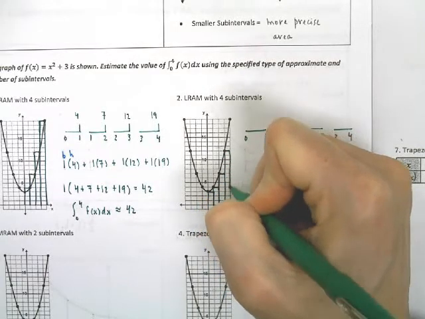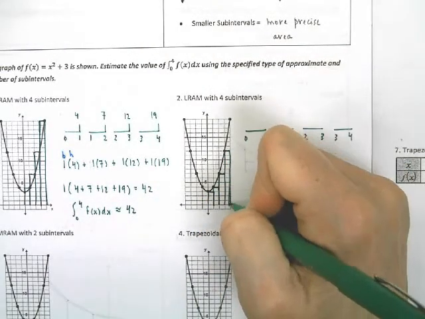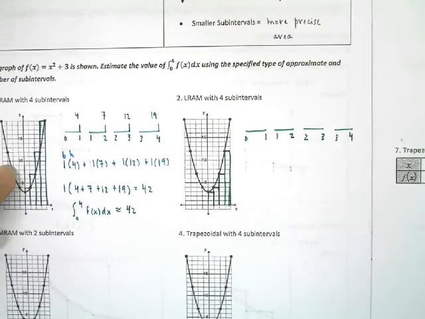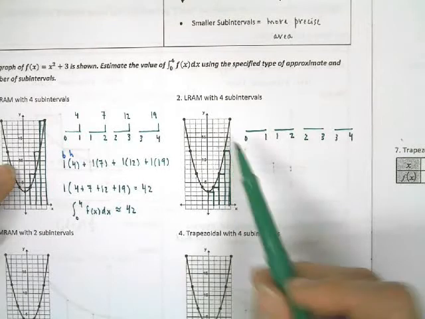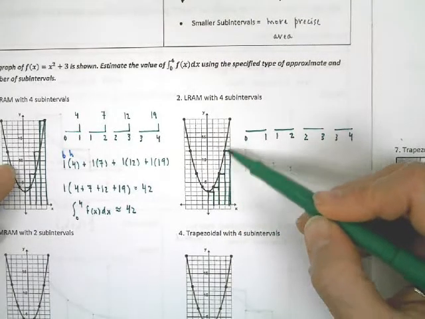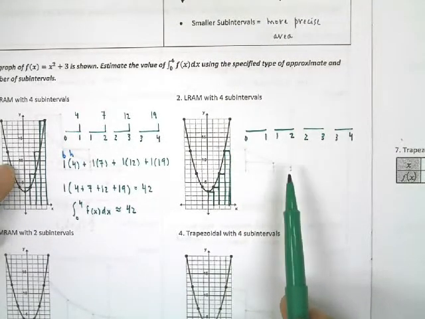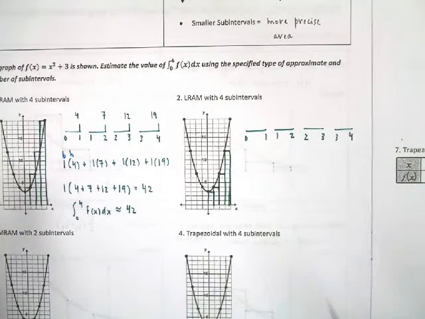So now if I'm comparing these, my right approximation gave me an overestimate, and it's pretty clear that I'm going to get an underestimate here because I'm not accounting for all these areas. So I would expect that this is going to be a smaller number. So let's do the calculations now.